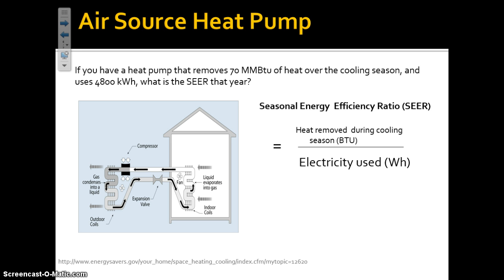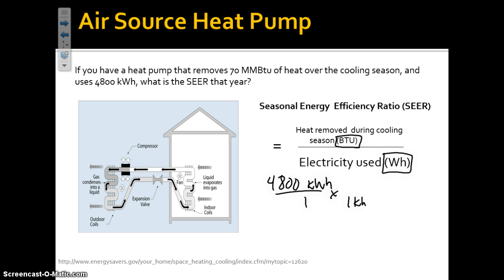So I have a heat pump that removes 70 MMBTUs of heat over the cooling season and uses 4,800 kilowatt hours. What's the SEER that year? So assume you have all these measurements. So what's the SEER? I need my heat removed in BTUs and I need my energy used in watt hours. Now you've got to be careful here because this is in kilowatt hours, and so we need to convert this, right?